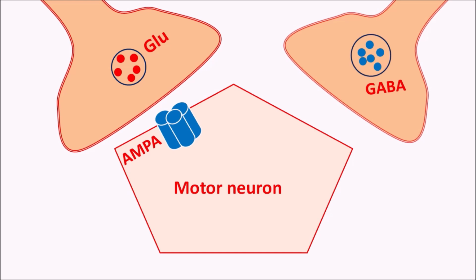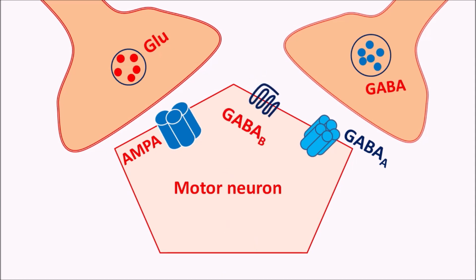Now, this GABA can act on the GABA receptors. Again, the receptors for GABA are expressed on the motor neuron. For instance, GABA A receptors are expressed on motor neurons, which are ionotropic receptors. And similarly, GABA B receptors are also expressed, which are G protein coupled receptors.